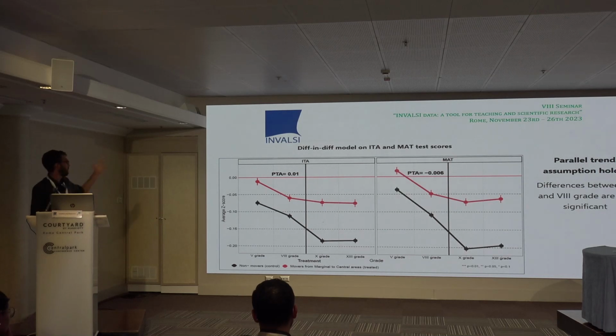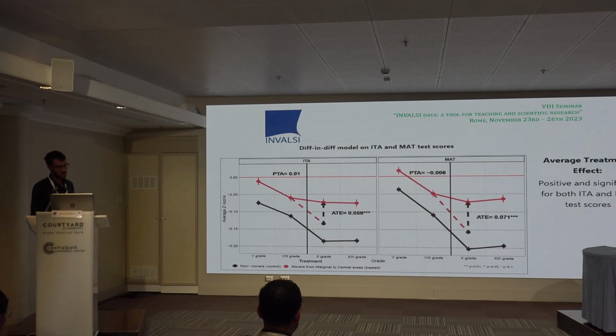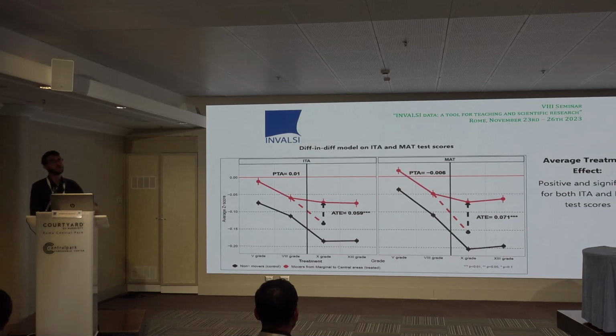You can see, for example, looking at the parallel trend assumption, that it is likely to hold, so the two groups have the same trend before the treatment. But after, in the step between 8th and 10th grade, we find there is a positive effect of mobility. Compared to those remaining in marginal areas, those that attend upper secondary school in central areas show on average higher scores, with an effect that is a bit higher for mathematics.